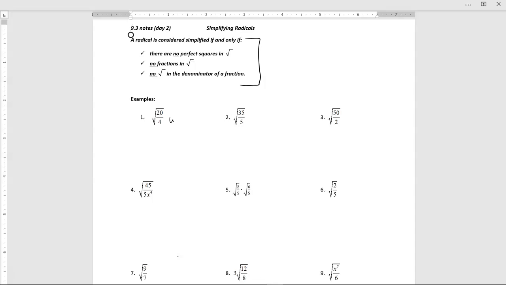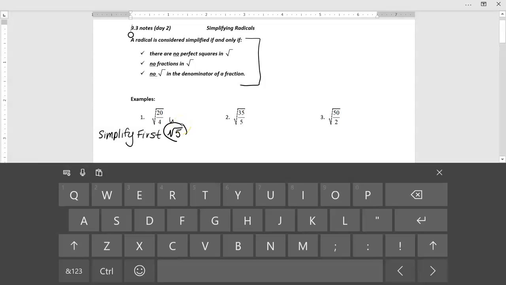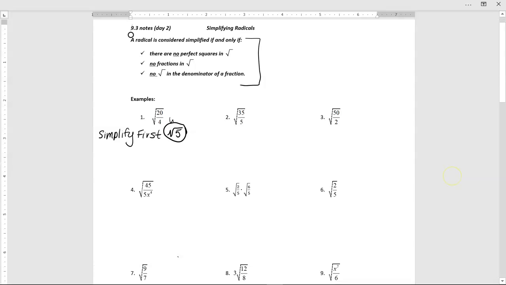So there's a couple ways to go at these first. The first thing I always do is I like to see if you can simplify what's under the radical. So the first way you can do this is to simplify first. So we can see that 20 divided by 4 is 5. So then we would have the square root of 5. If you look at the square root of 5, there are no perfect square factors of 5. So we're done.